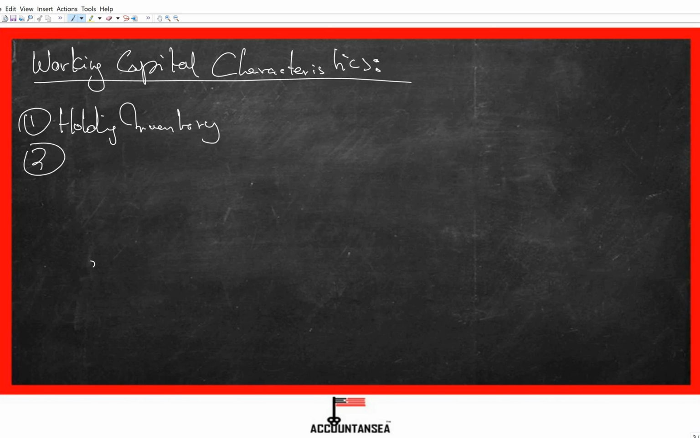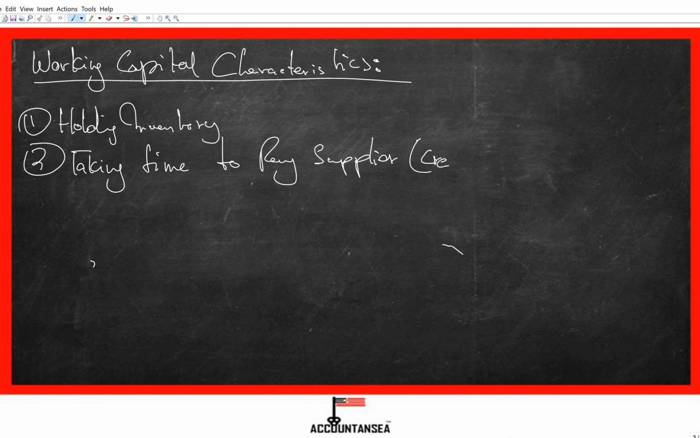Number two, taking time to pay suppliers and other accounts payables, that is our creditors. Depends, is it a 30 days credit period, 60 days, 90 days, whatsoever. And then number three, allowing customers, account receivables, time to pay.